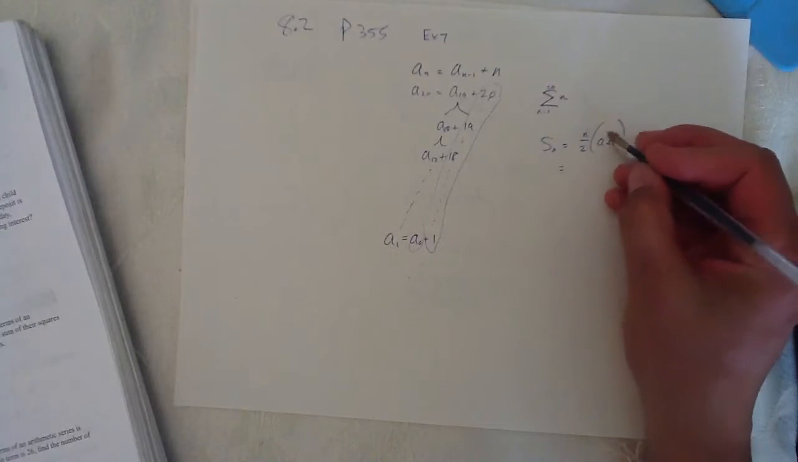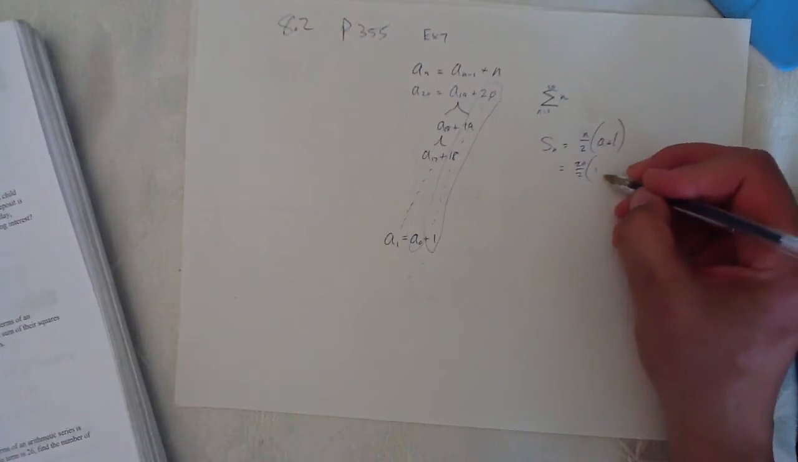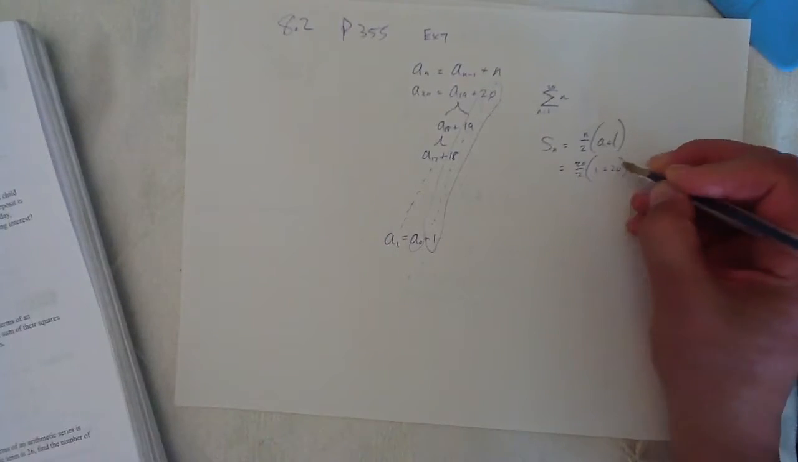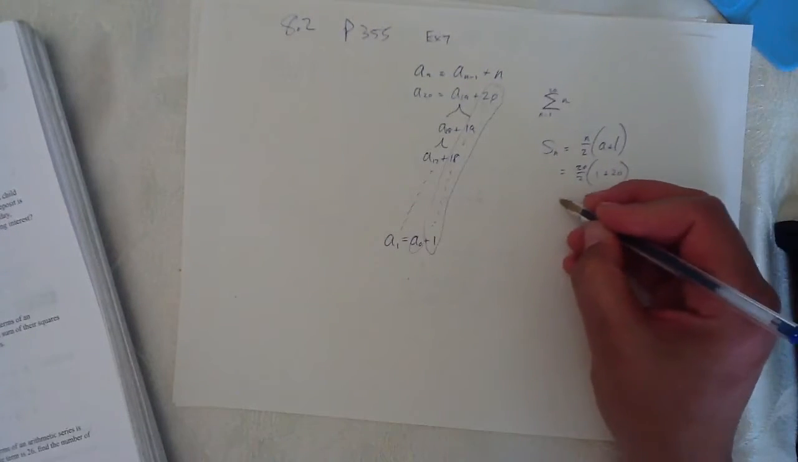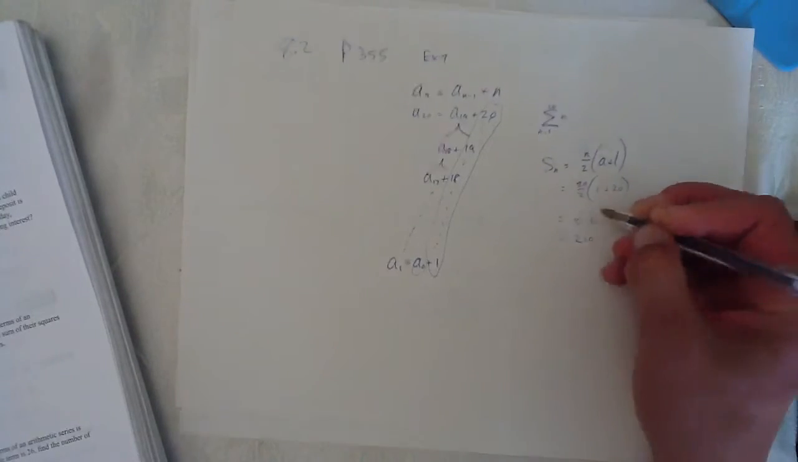And that formula, there are going to be 20 numbers, so 20 over 2 times the first number, which is 1, and the last number, which is 20. So that equals 10 times 21, which equals 210.